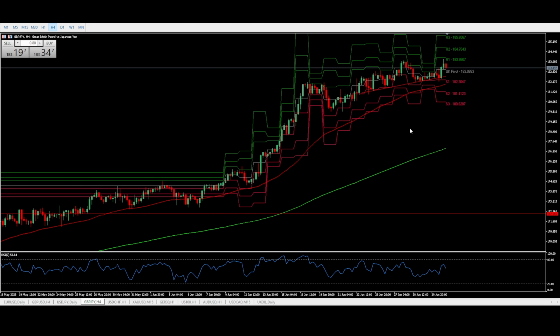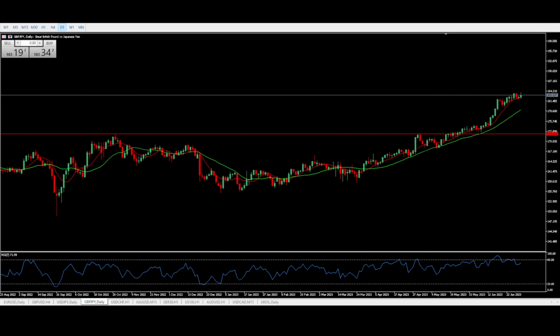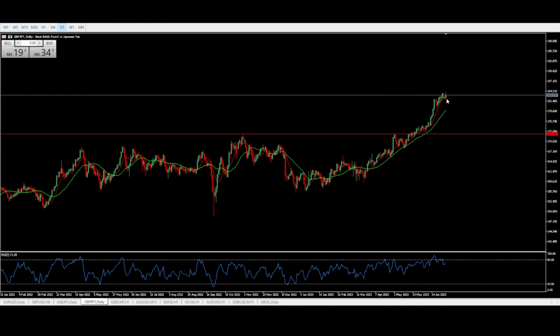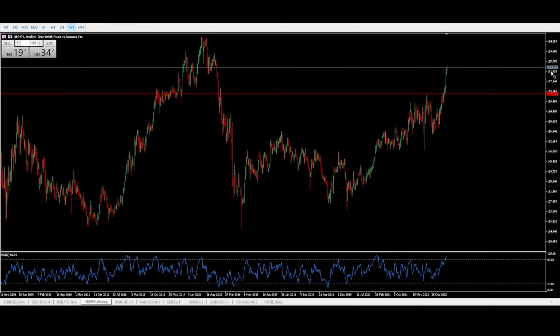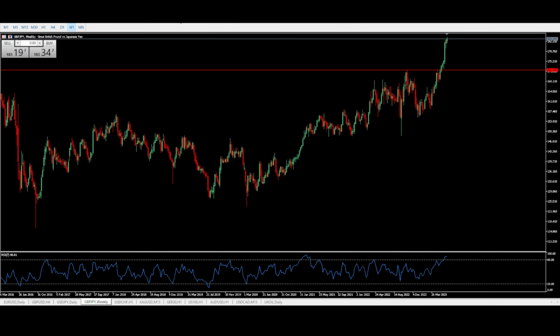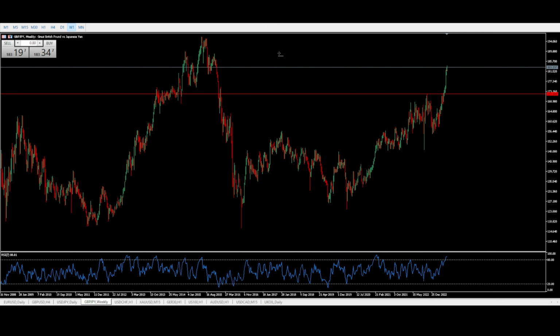Switching over to the pound-yen pair, we can see a similar thing. It's pretty much been full steam ahead for the past few weeks with pound-yen. Zooming out to the weekly chart, we can see that price is heading in one direction and one direction only, and that's to around about these levels here. The next resistance zone is around about here on the weekly chart.